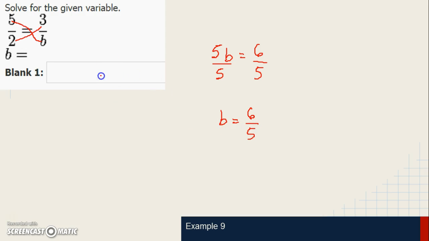And there's not an answer. I can't type this one in for you, but you would type it in as 6 divided by 5.